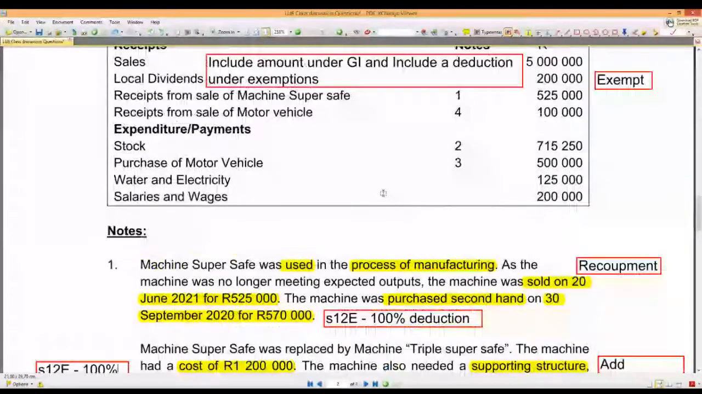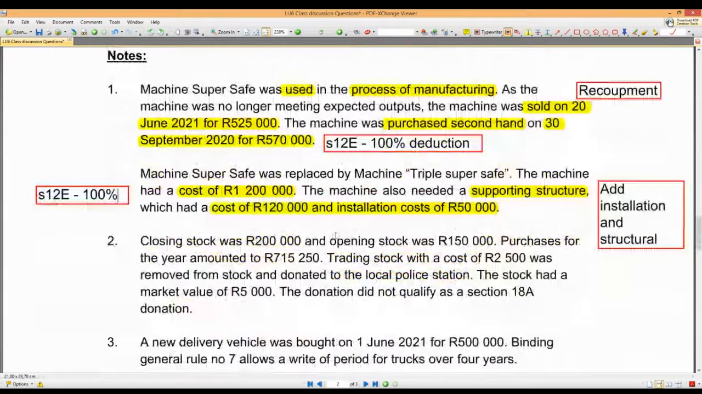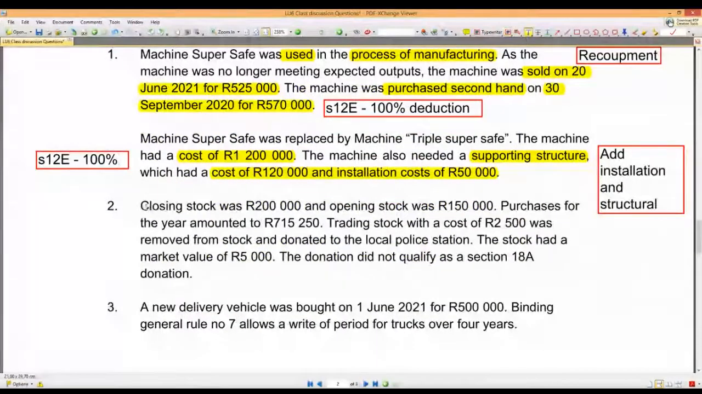Okay, so then if we go on, we're told there's a receipt from sale of motor vehicle, which is point number 4. Then stock was under point number 2, so we're going to start with the stock under point number 2 and then the purchase of the motor vehicle. And then we'll move on to point 4. Okay, so they tell you the closing stock was 200,000, the opening stock was 150. So we said for tax purposes, closing stock we added back, whereas the opening stock we deducted from our calculation.